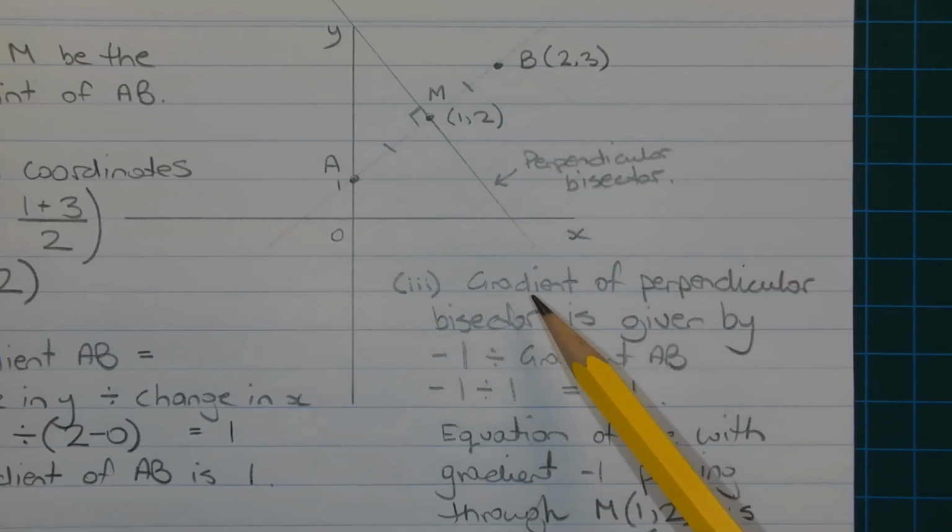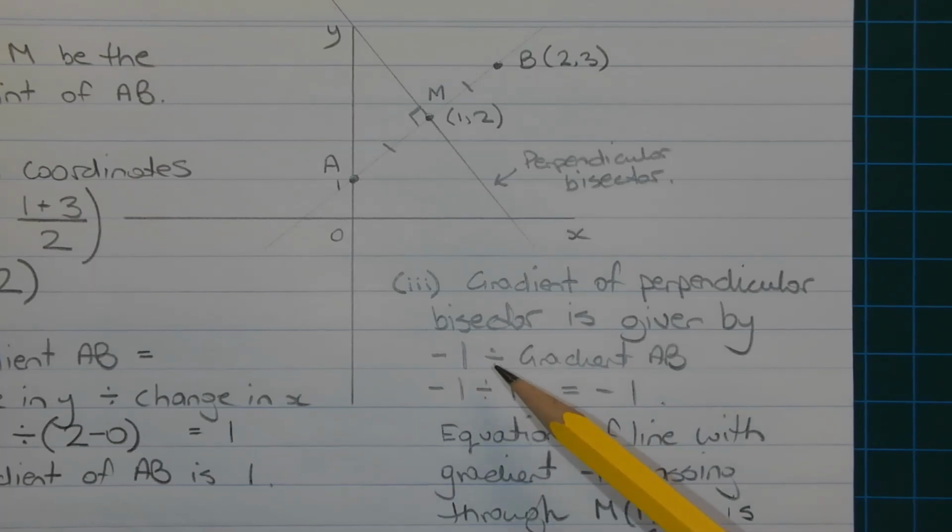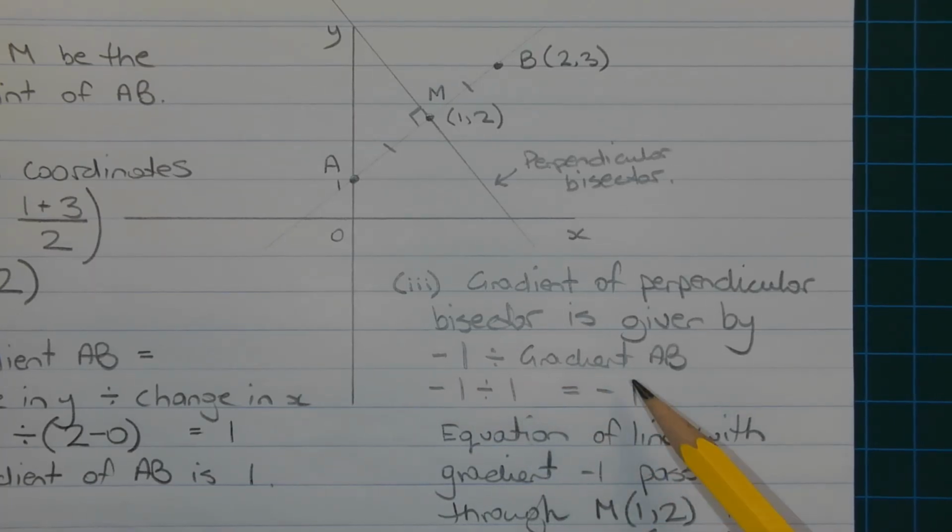Now firstly we need to find the gradient of the perpendicular bisector, and that's given by -1 divided by the gradient of AB, which we found in part 2. And that comes from the formula m1 times m2 equals -1, where m1 and m2 are the gradients of the two lines that are 90 degrees to each other. So -1 divided by 1 gives us -1.